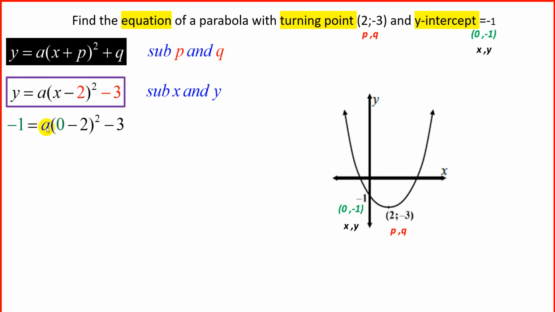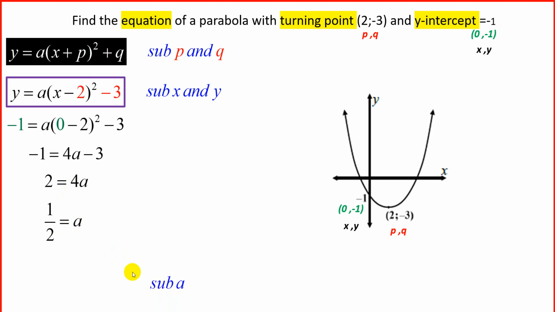Remember, our aim is to try and solve for a. So we have -1 equals, 0 minus 2 is -2, square that, we'll get 4, times a is 4a, minus 3. Take your -3 to the other side, becomes plus 3. So we're going to have -1 plus 3 giving us 2. To find a, we're going to divide both sides by 4. So 4a over 4 is a, and 2 divided by 4 is a half. So we have a is equal to half.